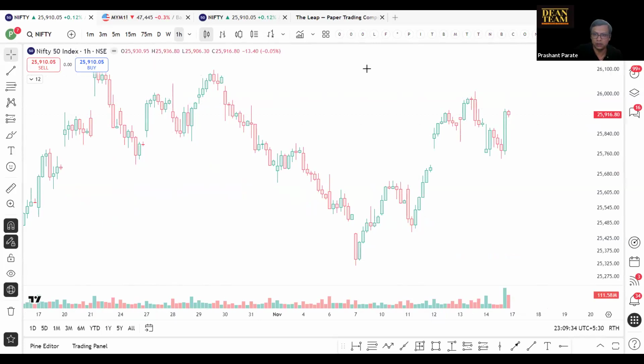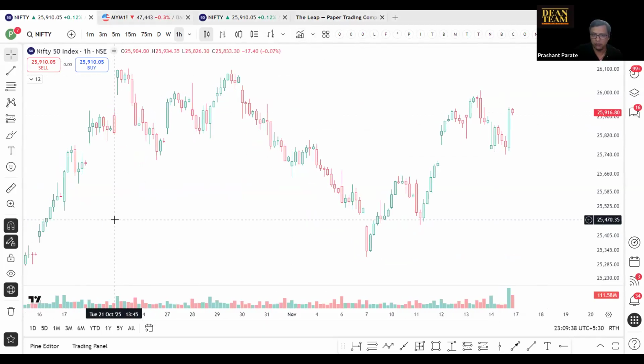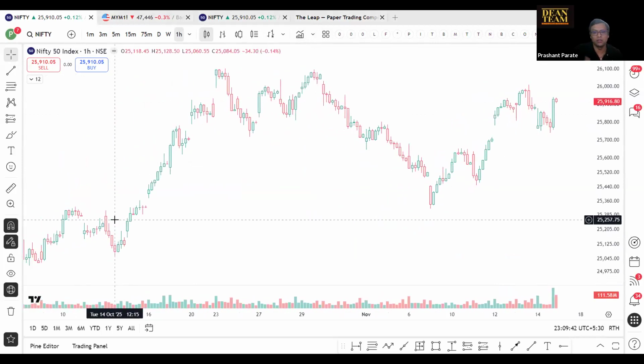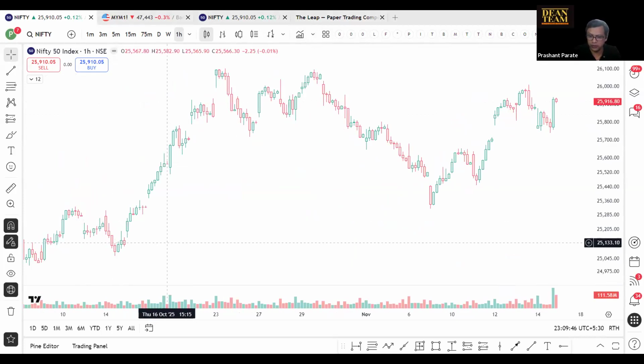Therefore, I use the 75-minute chart. I don't use the 15-minute chart. But you can try with the hourly chart. Maybe some stocks will give you good trades on the 1 hour chart, and some will give you better trades on the 75-minute chart.